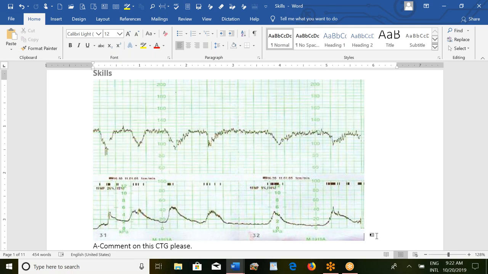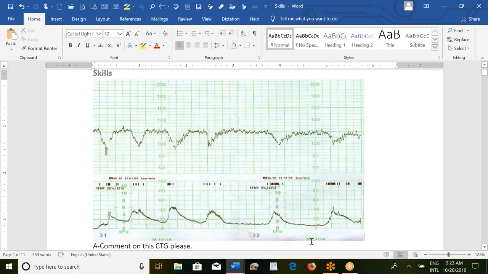It's in more than 50% of the contractions for the trace, which is maybe about 30 minutes. So it is one non-reassuring sign. The overall CTG is non-reassuring. Okay, so they just ask you to comment on this CTG.